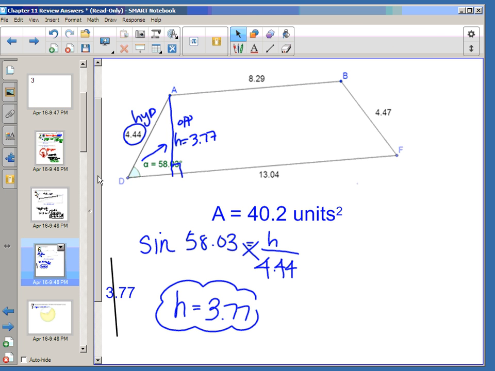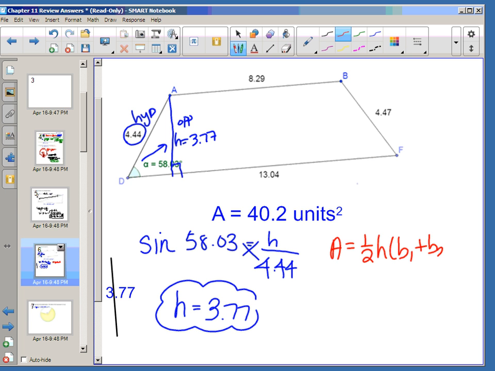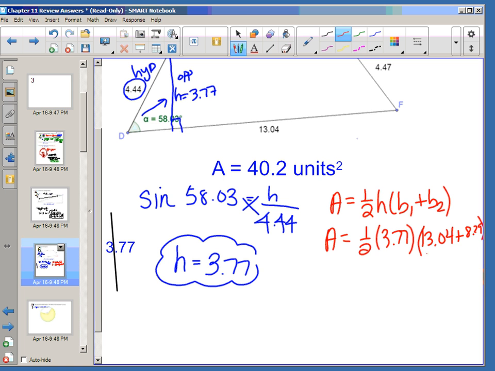I now go to look for the formula of a trapezoid, which again, you should try to have memorized, which is 1/2 h (b1 + b2). 1/2, I now know my height is 3.77, times base 1 is 13.04 plus base 2, which is 8.29. Now, when you're entering this in your calculator, be careful. I would always add these two together first before I start calculating anything. So 1/2 times 3.77 times 21.33.